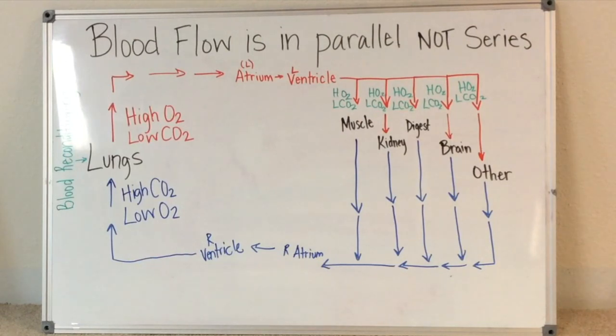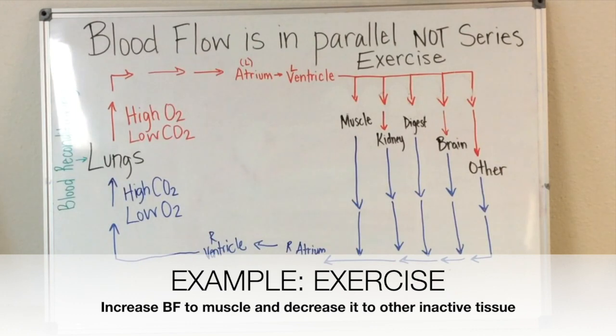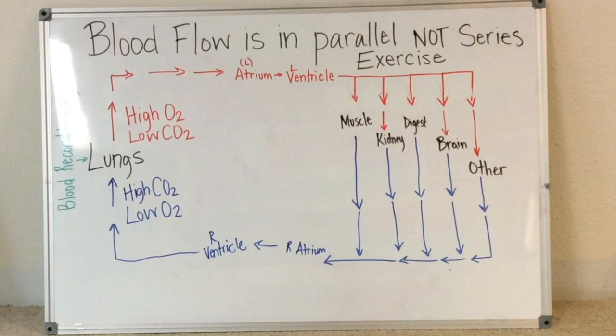Another advantage to having a parallel series is that blood flow to certain organs can be increased or decreased depending on metabolic demand. An example of how the body is able to regulate blood flow in a parallel series is during exercise. During exercise, the skeletal muscles demand more oxygen and produce more carbon dioxide, which results in them needing more blood. In a series component, we would not be able to regulate the amount of blood that went to the muscles because it would just be in its order in the chain.